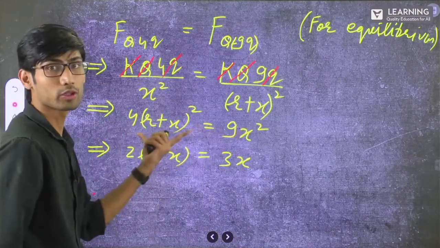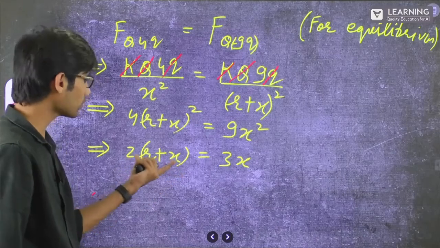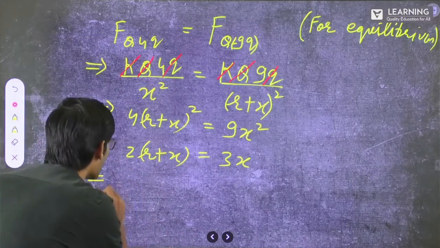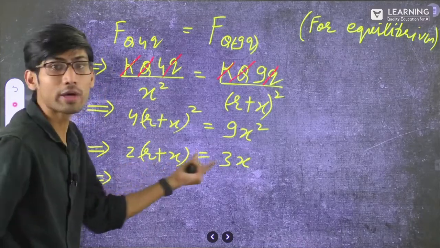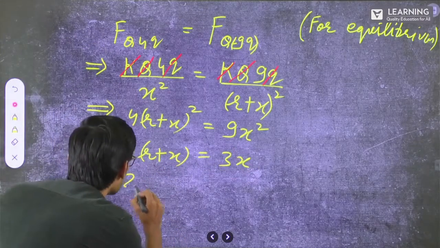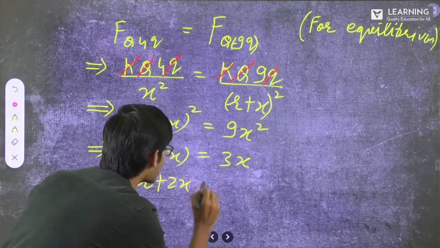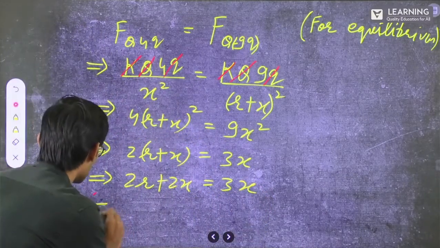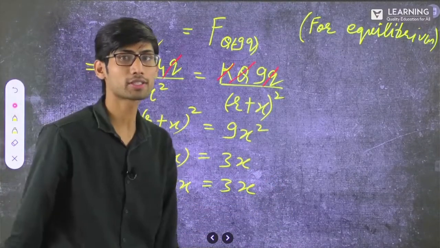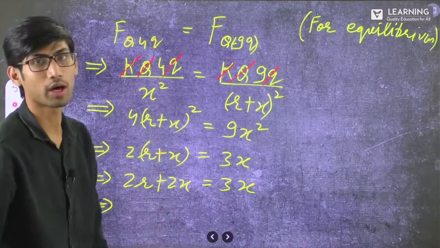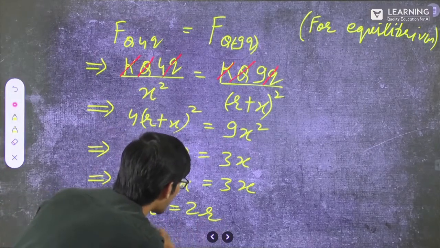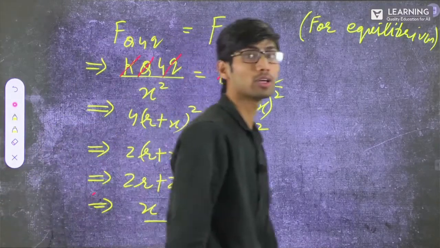If I take the square root of both sides, 2 into (r plus x) whole is equal to 3x. So from here, 2r plus 2x is equal to 3x. Now, if this 2x goes to the other side, what will I get? x is equal to 2r. Correct? From here, x is equal to 2r.